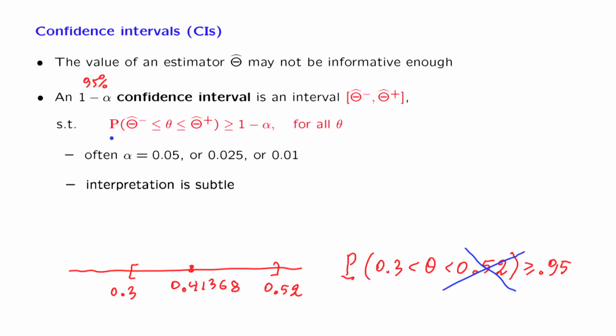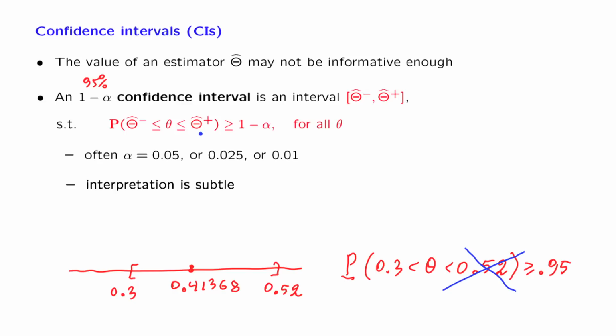Instead, let us look carefully at this definition. This statement does make sense because it involves random variables. The lower and the upper end of the confidence interval are quantities that are determined by the data, and therefore they are random. So we do have random variables in here, and so it makes sense to talk about probabilities.